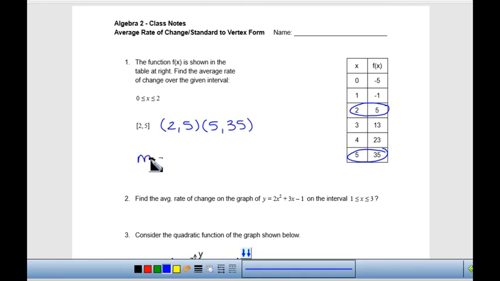Now I'll find the slope. I'll subtract my y2 minus my y1, so 35 minus 5 on top. And in the denominator, I'll subtract my x2 minus my x1, 5 minus 2. 35 minus 5 is 30. 5 minus 2 is 3. 30 divided by 3 is 10.